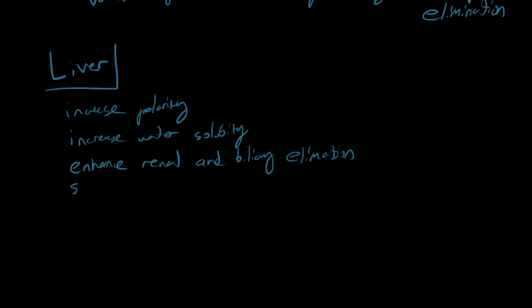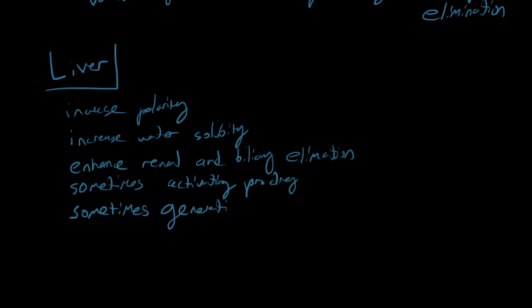Sometimes in the liver, you're activating prodrugs. And then occasionally, if it's not a great compound that was ingested, sometimes you are generating toxic metabolites.